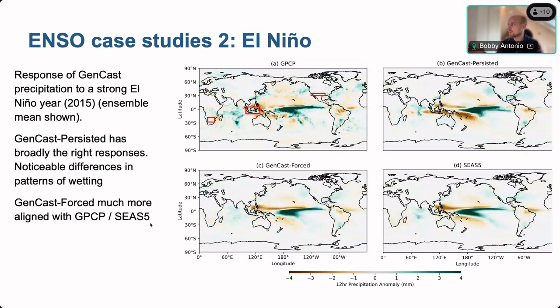And the same with El Nino. I think a similar story is that if you blur your eyes, you can see that these are all very similar patterns. However, there are still differences with GenCast persisted. So it's definitely got some different behavior in the ocean, the eastern tropical Pacific and the Atlantic. But again, these are really corrected by GenCast force. So it does seem to suggest that GenCast has learned some of the right responses to these SST patterns.